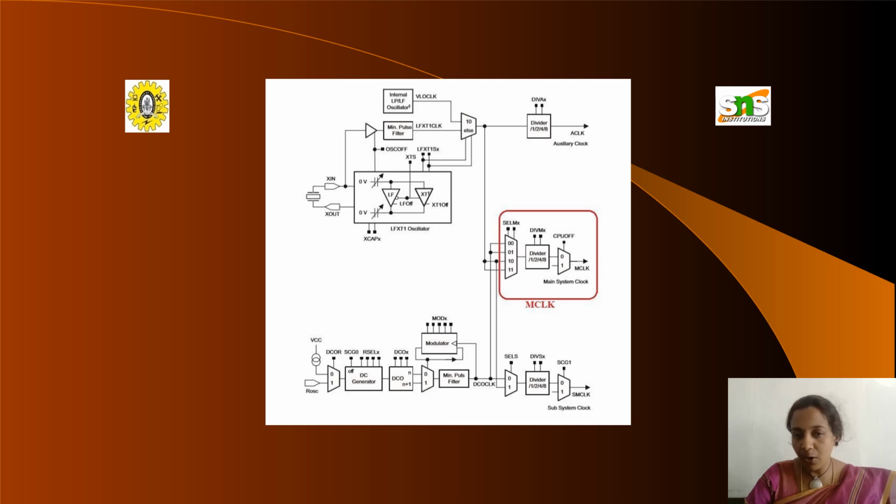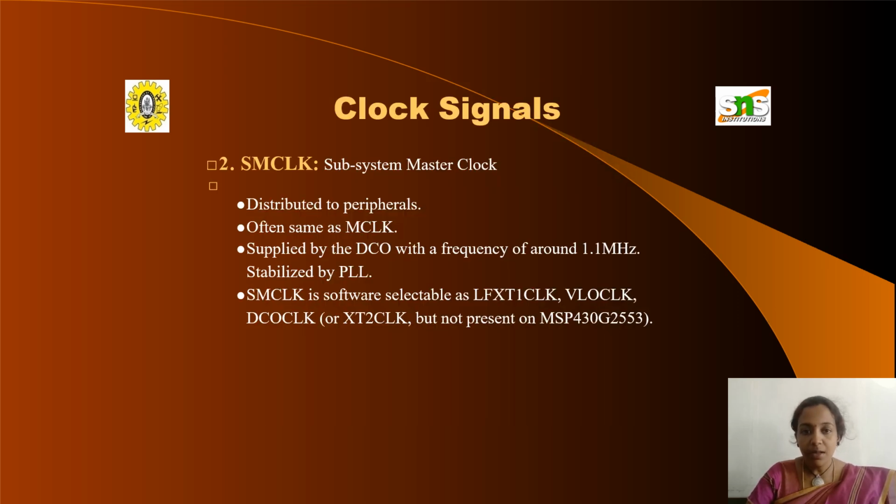So here is a block diagram of the basic clock sources. We have a VLO clock at the top, the LFXT1 oscillator, and the DCO oscillator with generators, filters and modulators at the bottom. The master clock is the one on the right side. The auxiliary clock is above the master clock.